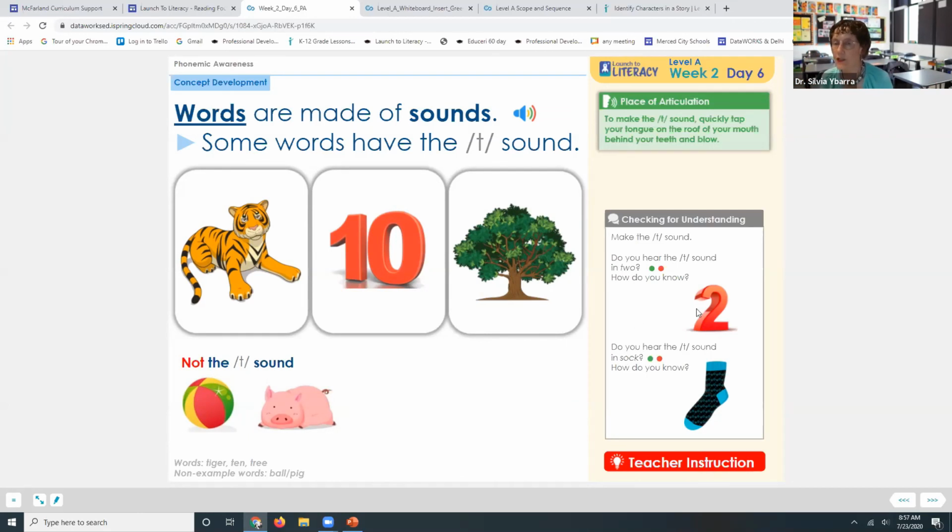And now, students, when we say two, can you all say two? Two. Can you say it one more time? Two. I want you to show me. Do you hear the t sound? Thumbs up if you do, thumbs down if you don't. At the count of 3. 1, 2, 3. We can all hear the t sound. Very nice. All of you give me a high five. 2 high fives this time. Very nice. Okay, Joel? Yes.